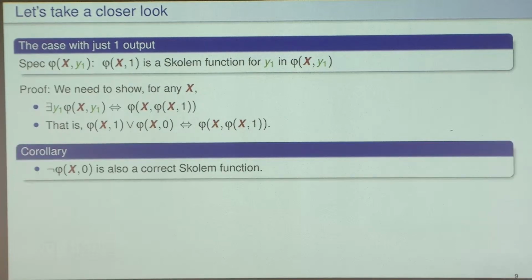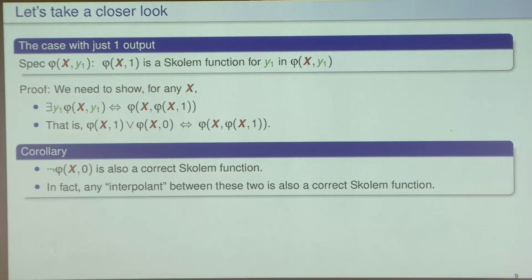So basically this means that this is the correct Skolem function, and the same kind of reasoning you can use to show that the negation of phi of x0 is also a correct Skolem function. In fact, any interpolant between these two can be shown to be a correct Skolem function. This is what I think Kuldeep referred to in between in his talk as well.